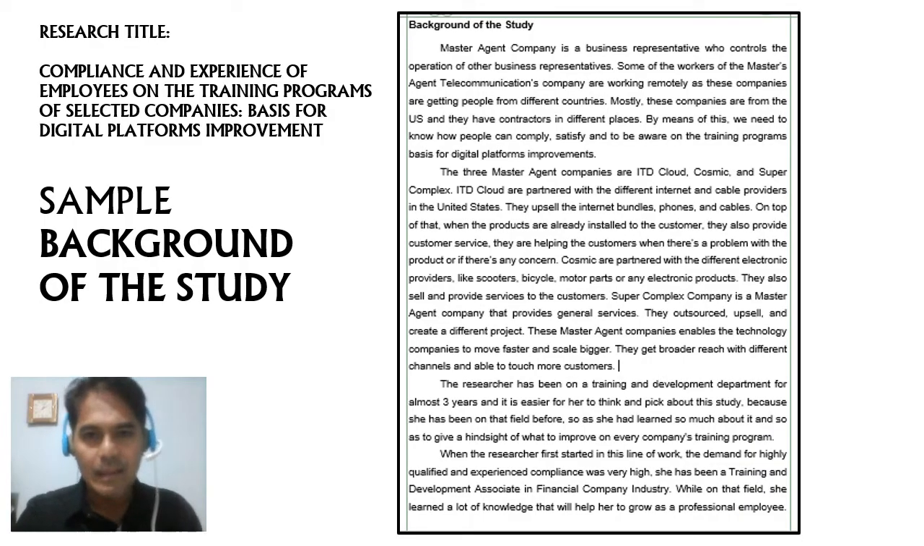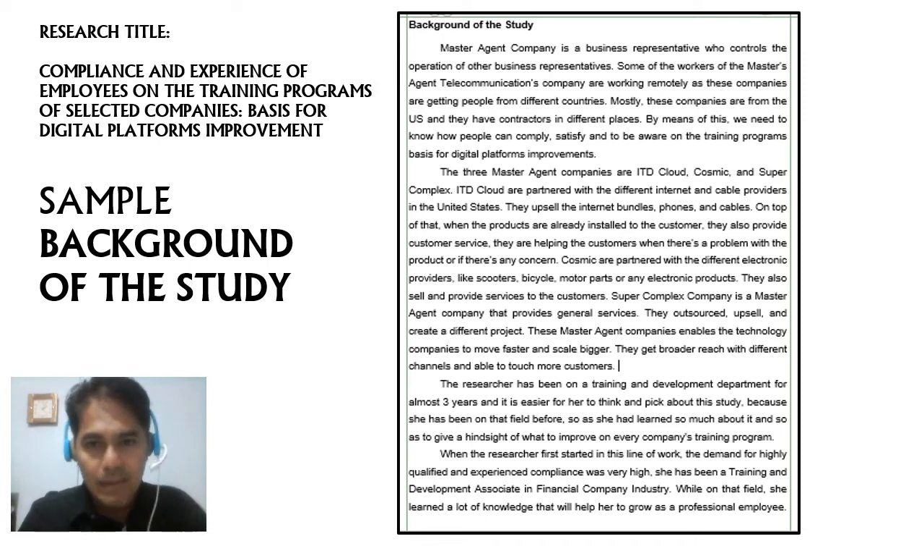So, ito po yung kanyang, for the same researcher and for the same research title, Compliance and Experience of Employees on the Training Programs of Selected Companies, Basis for a Digital Platforms Improvement. Again, dito po yung advisee ko o yung researcher po natin ay highlight na yung featured company niya. Okay? Na nagkakandak ng mga digital platforms na pwede niyang gamitin or pwedeng i-improve para sa mas mainam or mas efficient or pwedeng mas effective din na approach in training their BPO or call center employees.